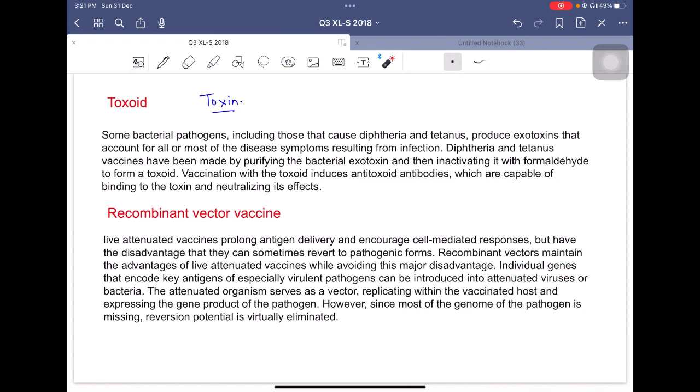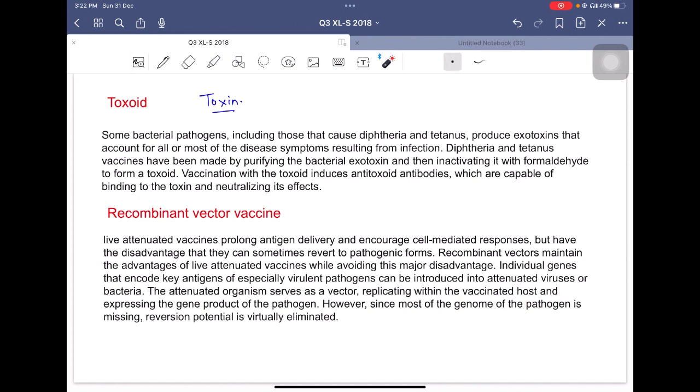The individual genes which encode these antigens of especially virulent pathogens can be introduced into these attenuated viruses or bacteria. So basically, the virus or the bacteria is engineered, made recombinant with genes for virulent pathogens. Now, the attenuated organism serves as a vector, which is why it is called a recombinant vector vaccine. And this vector can replicate inside the vaccinated host.